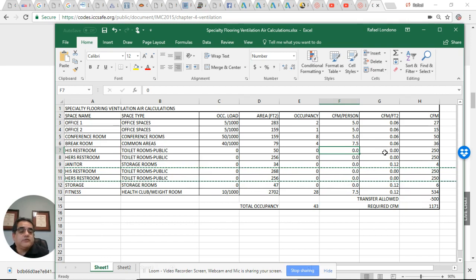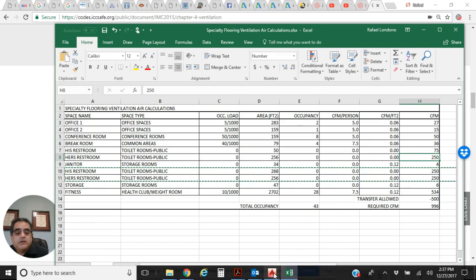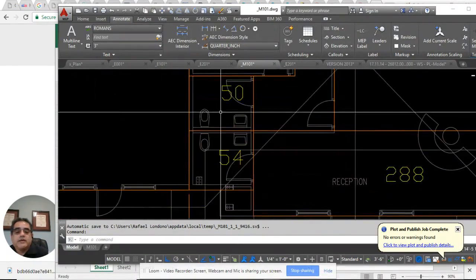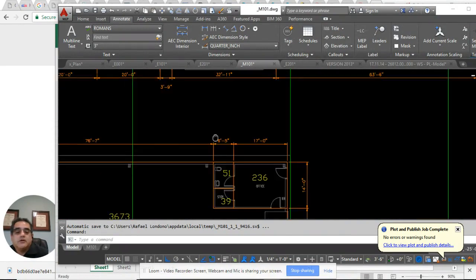You do, however, have some exhaust requirements, and this number comes from the number of fixtures. So every toilet, every urinal requires 75 CFM of exhaust. So I'm just going to type 75 in here, if you recall, and we can look at this. Each restroom only has a toilet in all three cases.